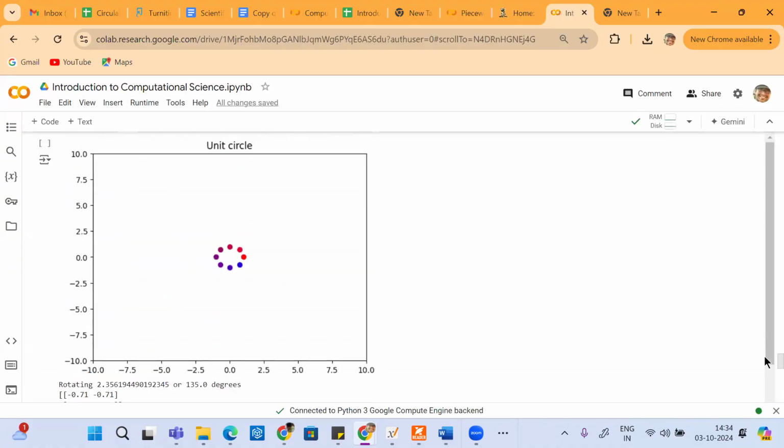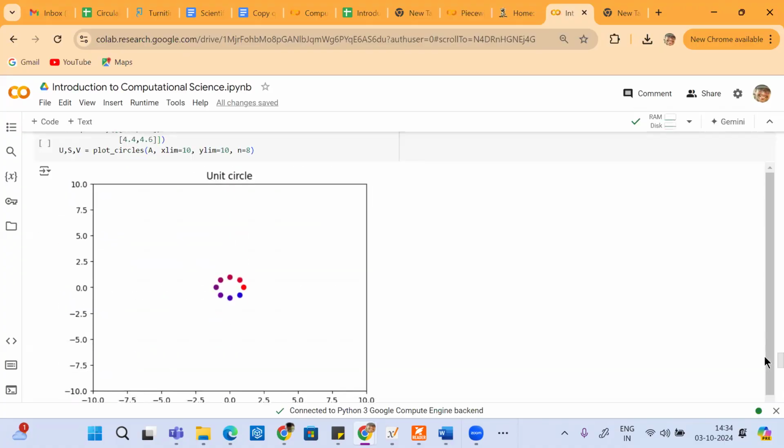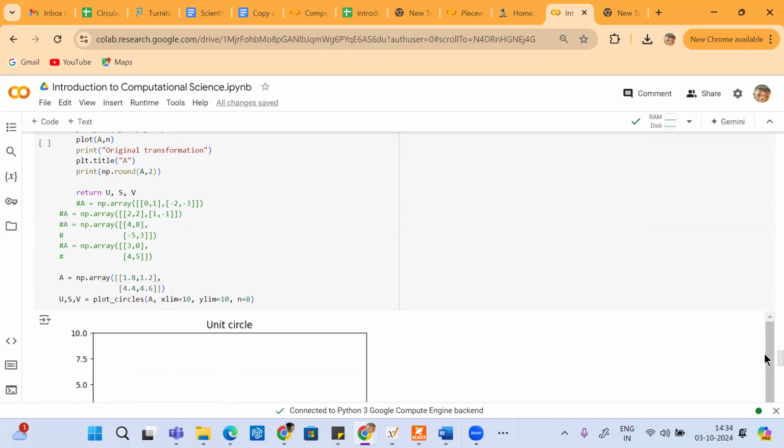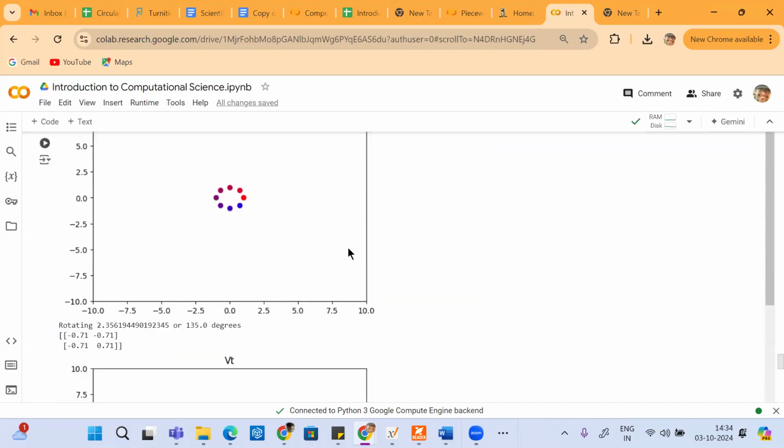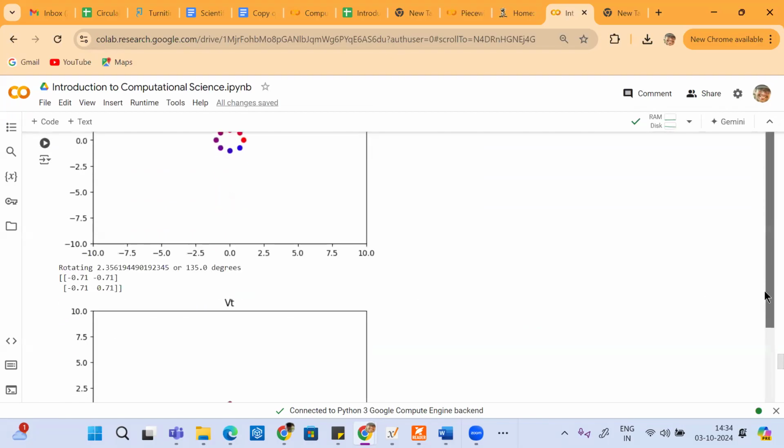So you can see that the first one is a unit circle, right? Mark the points where the colors are. So where is the red color? Here is the red color on the right. Yes. Then after that, what happens?